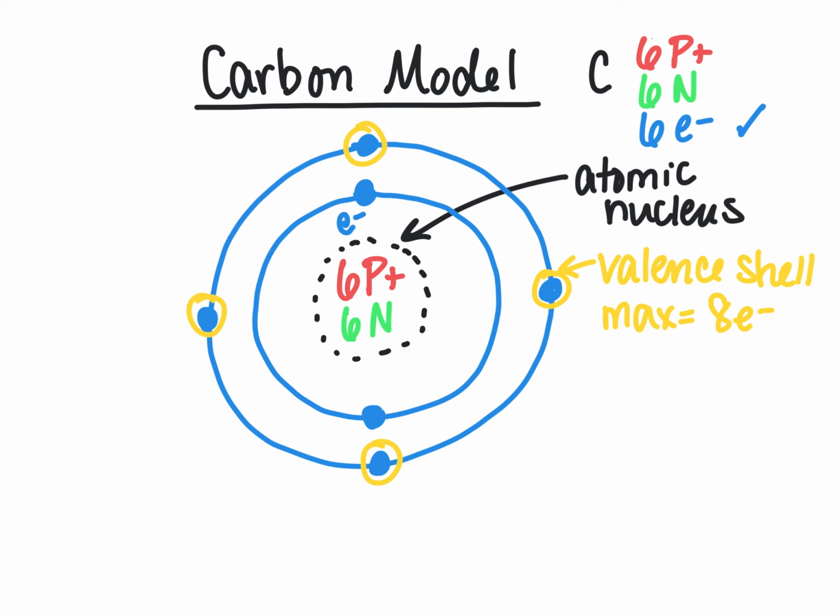We can take the 8 maximum electrons that could be in this shell, subtract the 4 electrons that are currently there and get this number 4. And this number 4 tells us that we have space for 4 more electrons in the valence shell of this carbon atom. This also tells us the number of covalent bonds that an atom of carbon can make in a stable formation.